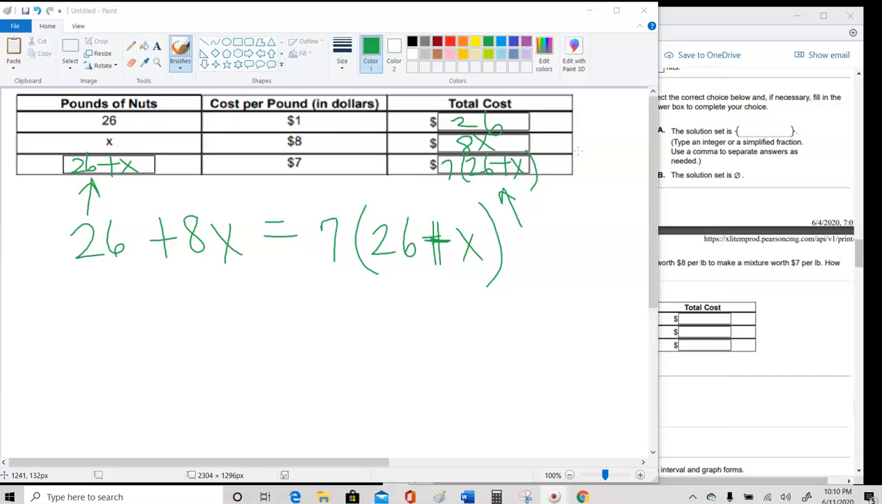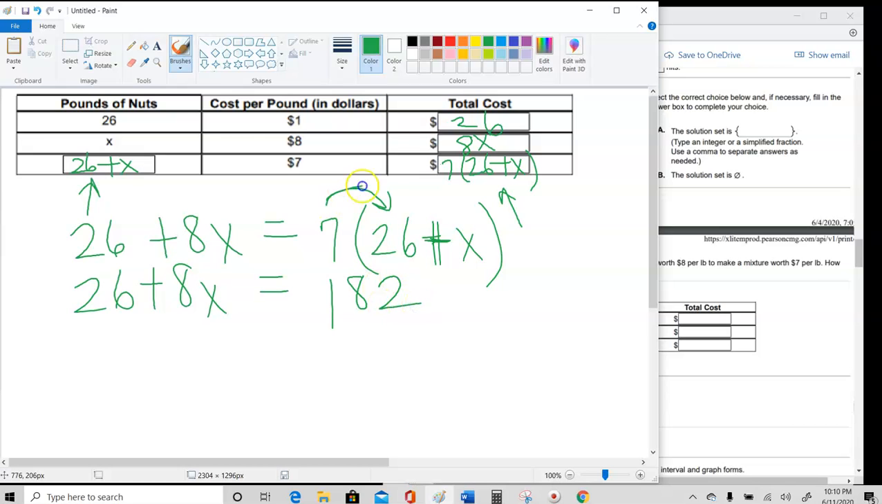So we have our equation ready to solve. On the right side, distribute that 7. So bring down the left-hand side. And 7 times 26 is 182, and 7 times x is 7x.